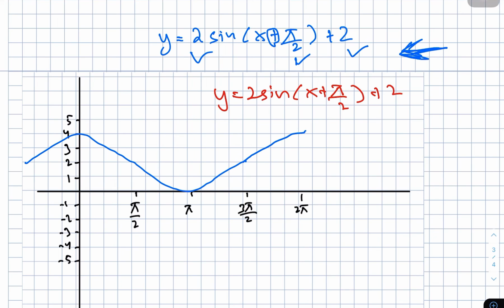As you can see, this is the baseline. The amplitude is 2. It has a vertical shift of plus 2 starting at 2. It has a period of 2 pi, since the period is 2 pi over k, and k is 1 over here.